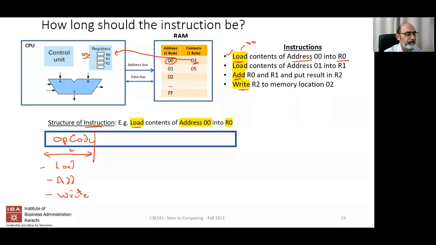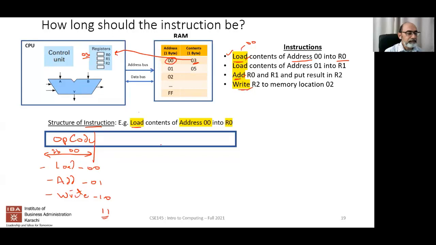Let me say that as 0, 0. Or 2 bits over here, which means that you could do a load, you could do an addition, you could do a write. Okay, this could be coded as 0, 0, this could be coded as 0, 1, and this could be coded as 1, 0, and you still have another operation that you could perform using the fourth opcode. Okay, so that's good.